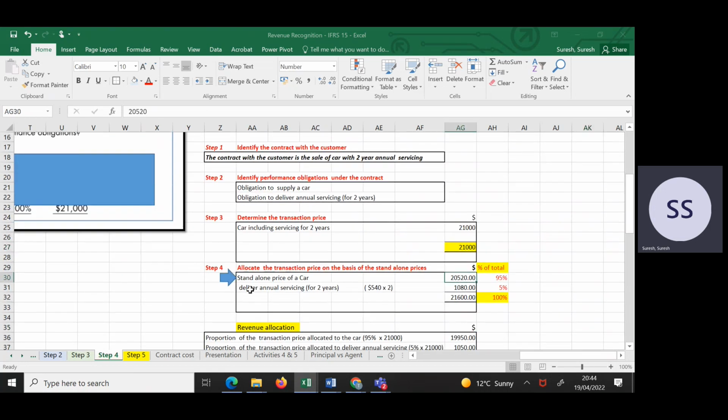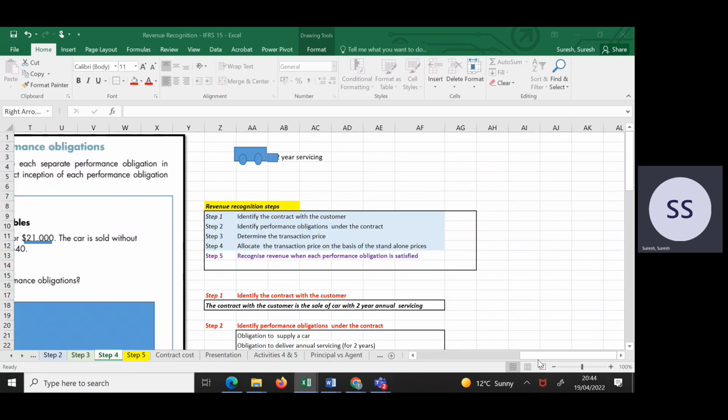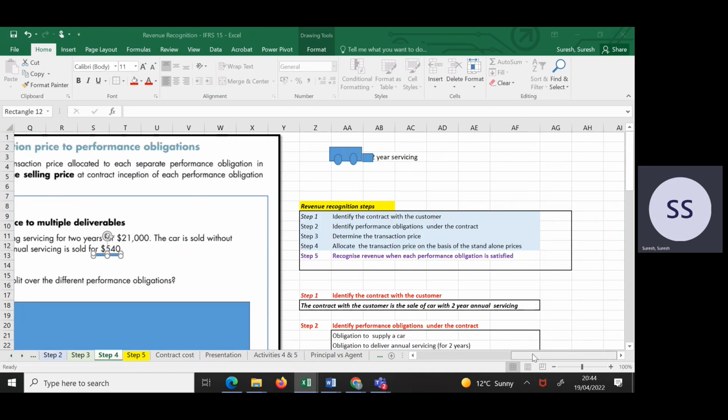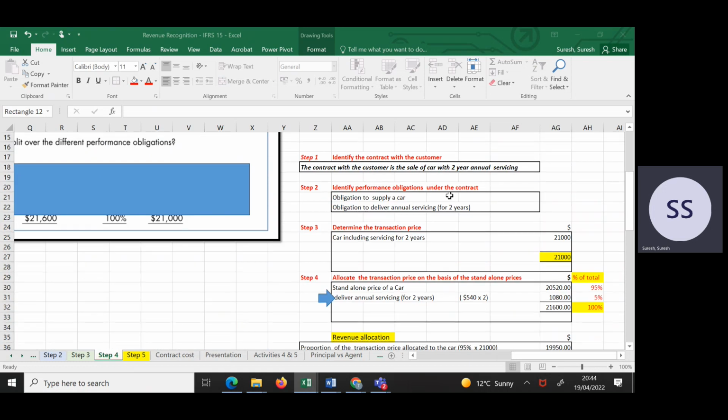At the same time, if I'm going to get only the annual servicing, if I simply go there to service my car, 1 year of service would cost me $540, right? But this contract is for 2 years of servicing. Therefore, if you want to get 2 years of service only, not with the car, I know 1 year of service would cost me $540. Therefore, the standalone price of a 2-year service would be 1,080.